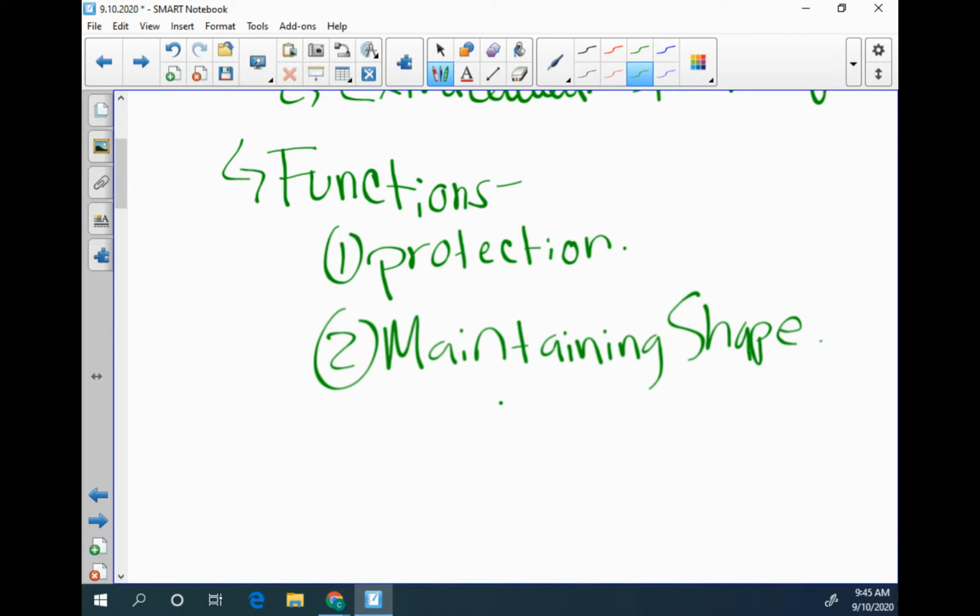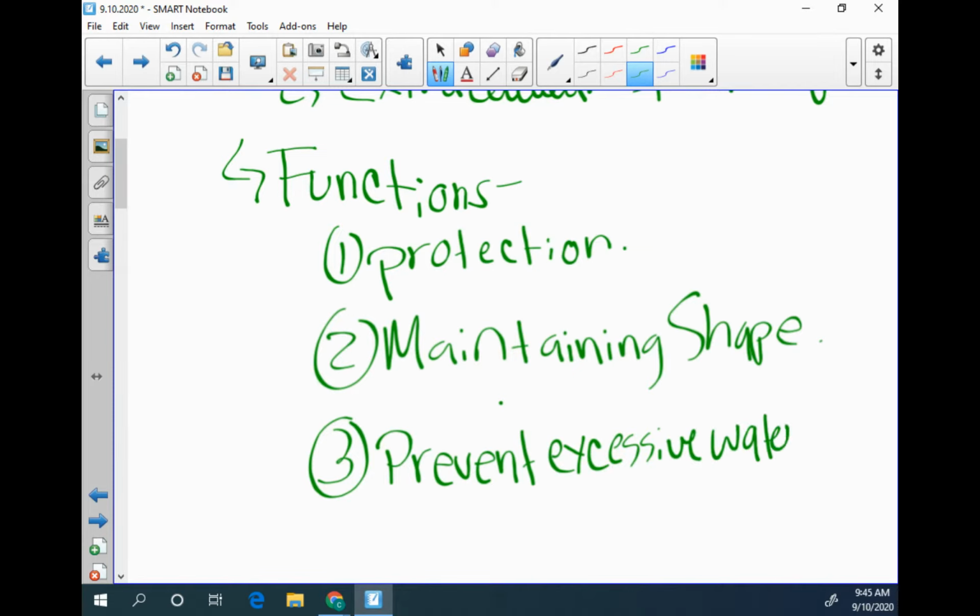We also prevent excessive water uptake. Because plant cells have those big old vacuoles for our water, right? If we didn't have the cell wall, it would just kind of keep stretching and stretching until it busts. But that cell wall provides some sort of, hey, you're getting too big, don't take up any more water. It allows the cell to moderate how much water it takes.